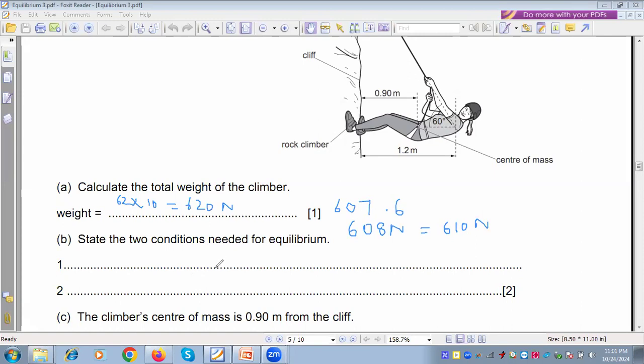State two conditions needed for the equilibrium. One is what? Resultant force should be 0. Sum. This sign is sigma. Sum. You may write in words. The sum of the forces acting on the body should be 0. This is the first condition. Second condition, resultant moment. Here again, I'm using the symbol. It will be 0. Tau represents moment. So total clockwise moment should be equal to total anti-clockwise moment.